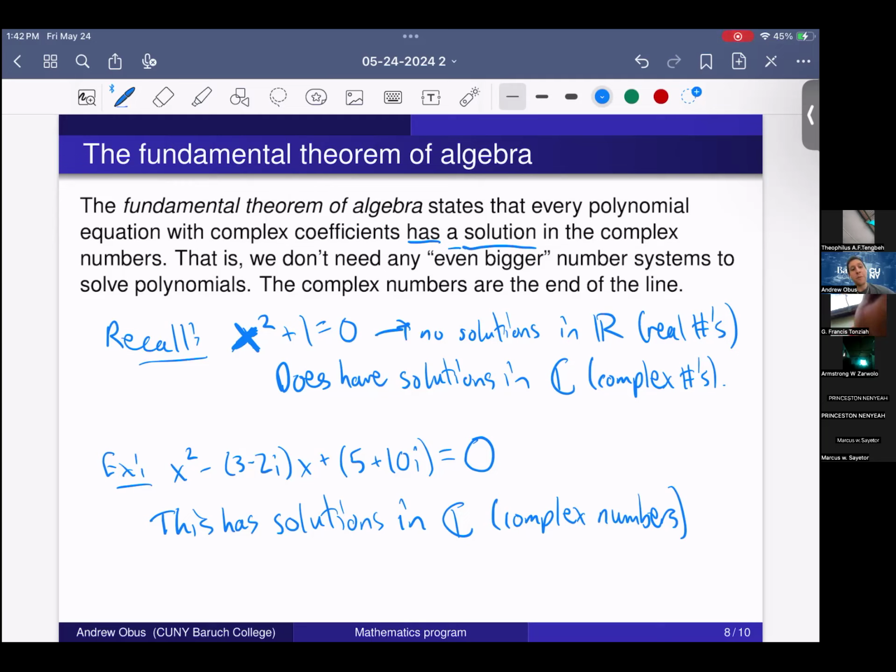But what the fundamental theorem of algebra says is that complex numbers, you're done. You don't need to do anything more to get solutions. So there isn't some sort of hyper complex numbers or really, really complex numbers that do more. In complex numbers, you're done.